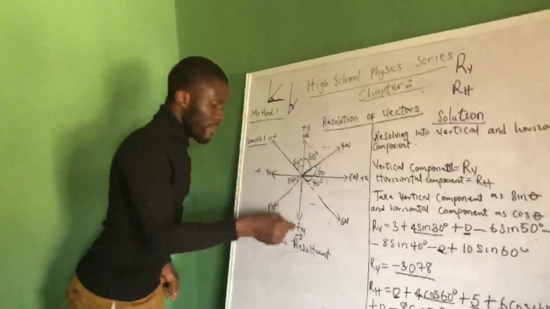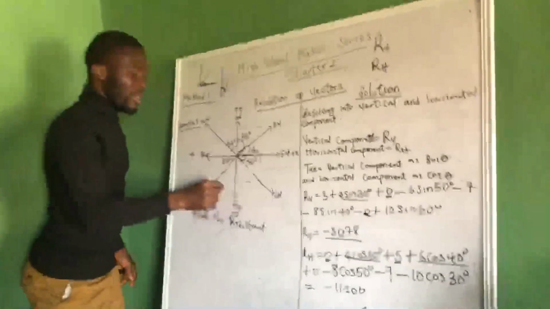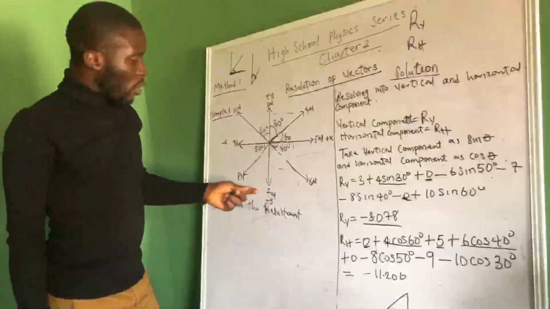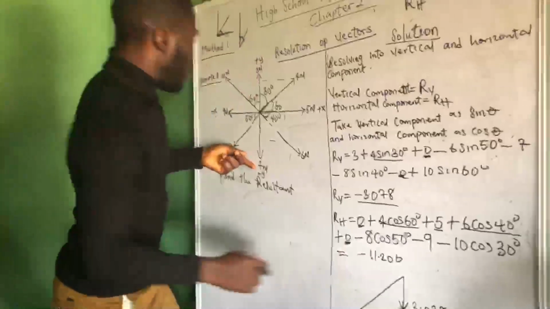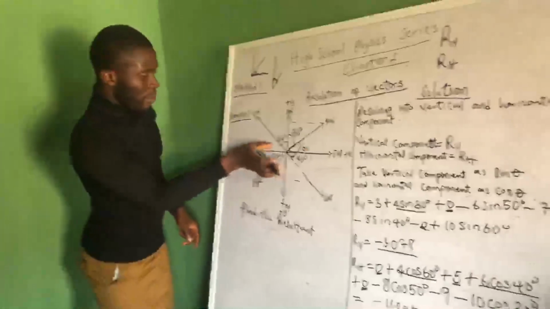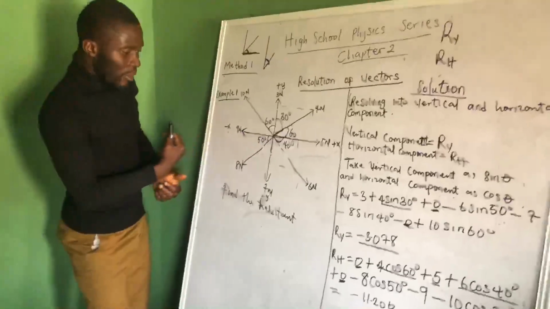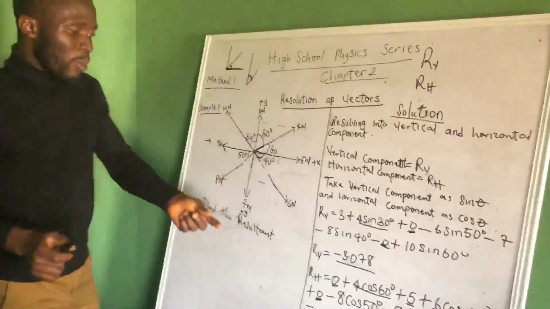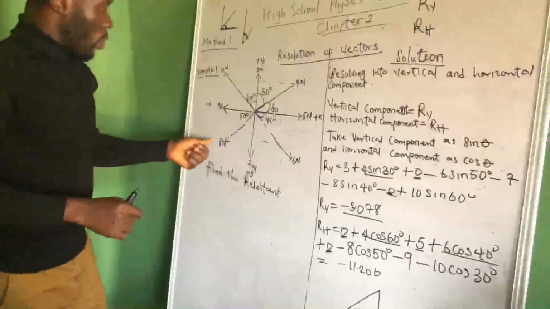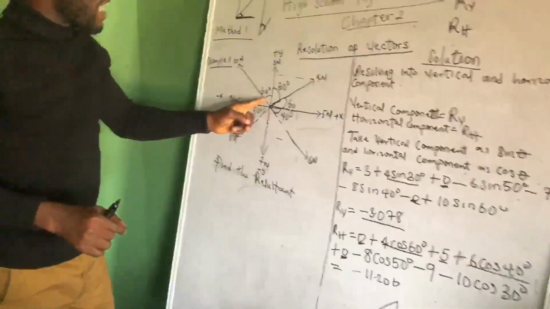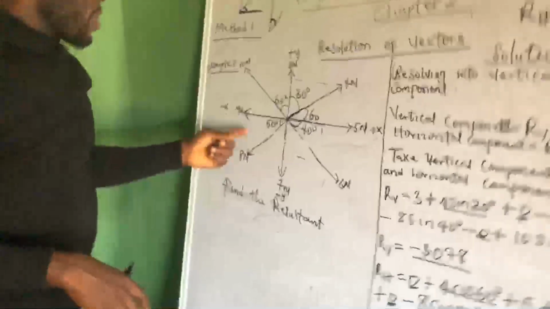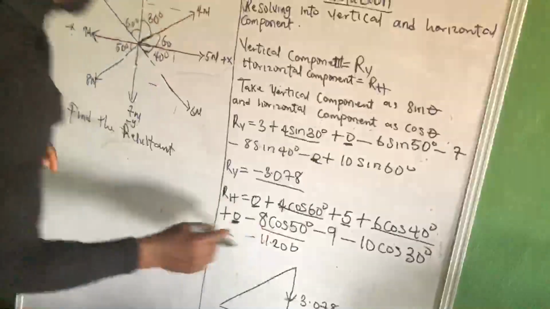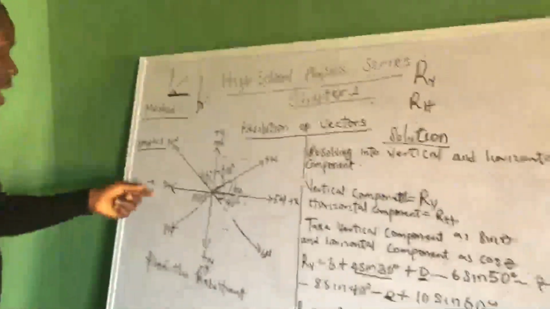Then after that, we have 7. 7 is on the vertical component, and we are resolving along the horizontal component, so the 7 is taken as 0. So plus 0. Then after that, you can see we have moved to the negative x-axis now. So that will be minus, and again, our angle is inclined to the horizontal component already, so we don't need to minus from 90. So that will be minus 8 cos 50. Then after that, we have 9.